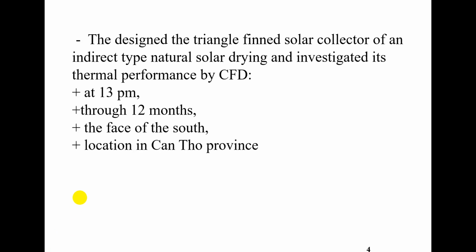In this research, we designed the triangle fin solar collector of indirect type natural solar rain and investigated its thermal performance by CFD. The boundary condition is that the time is 13 p.m., and we investigate it at this time through 12 months. The face of the collector is toward the south, and we investigate the location in Cần Thơ province.